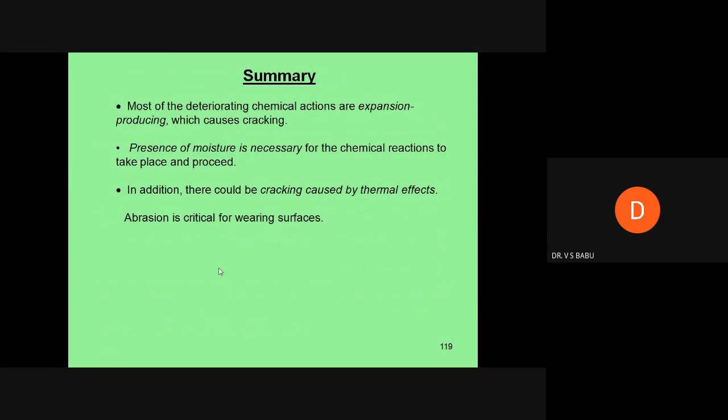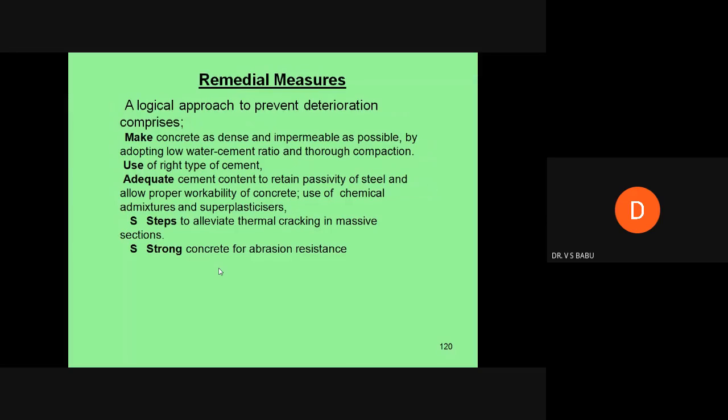Okay. Next, summary. Most of the deteriorating chemical actions are expansion producing, which causes cracking. Presence of moisture is necessary for the chemical reactions to take place. In addition, there could be cracking caused by thermal effects. Abrasion is critical for wearing surfaces, especially in railway platforms and platforms of factories. They must be abrasion resistant. Next, especially spillways. These are abrasion resistant structures you have to make thoroughly.